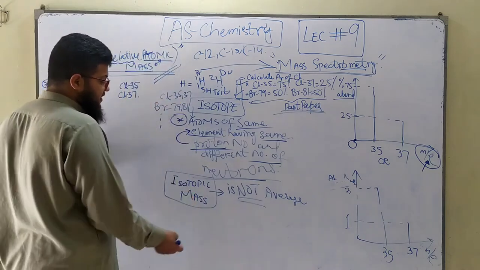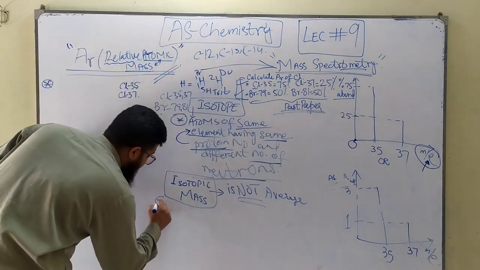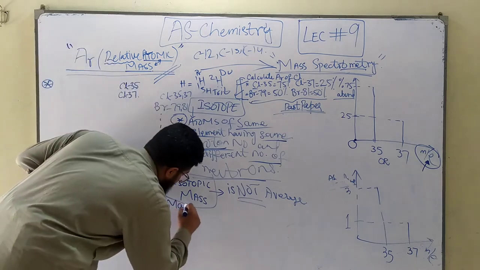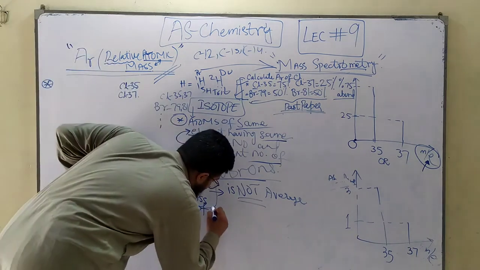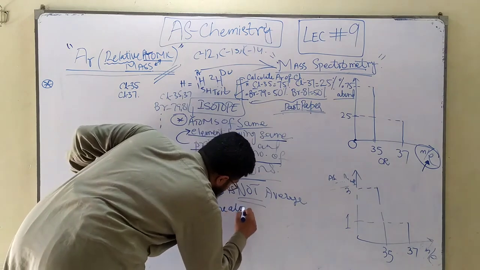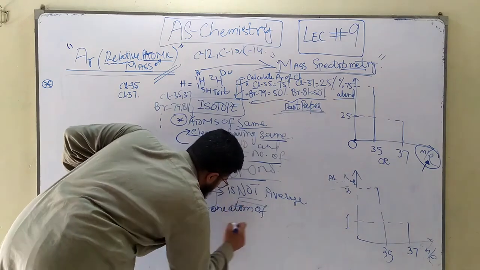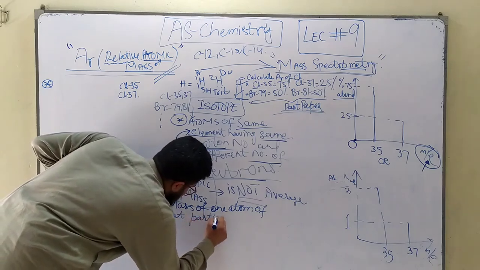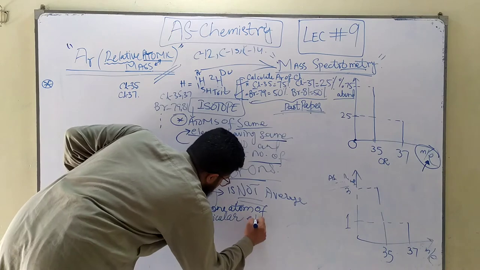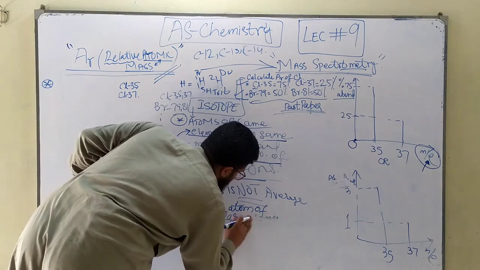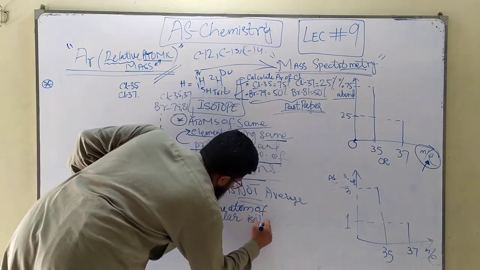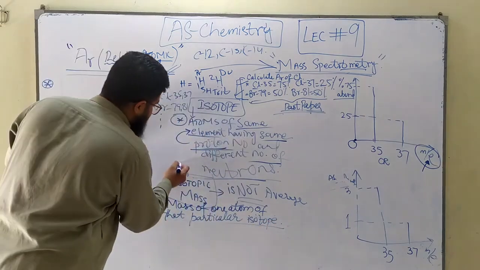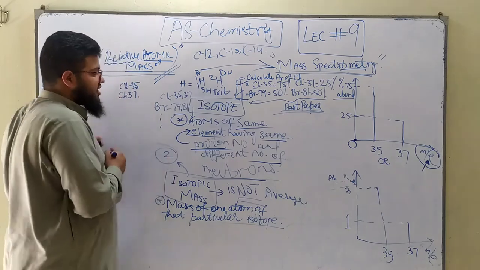So what is the definition of isotopic mass? Isotopic mass is the mass of one atom of that particular isotope of an element. This isotopic mass definition is important because it has been asked for 2 marks several times on your exam.